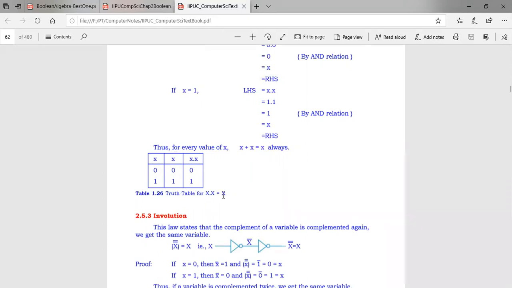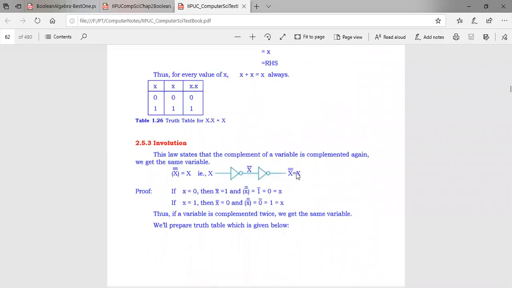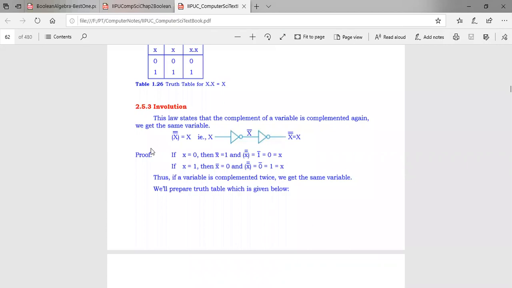So proof using truth table is a very simple proof. I hope you understood this. Shall we go to another one, the third theorem? So we have seen two theorems so far. We have proved them using the perfect induction method as well as the truth table.